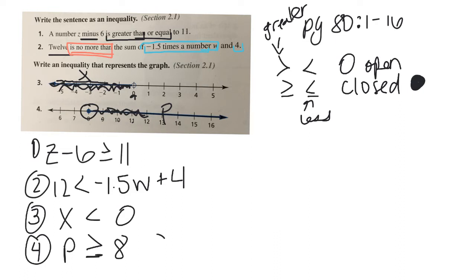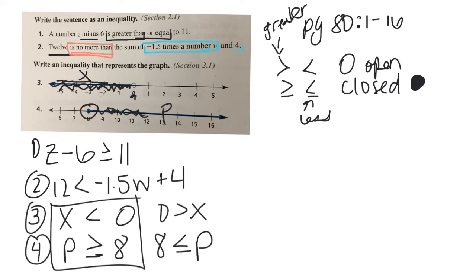Now you could write 8 is less than or equal to P as well. And you could write 0 is greater than X. I like these ones with my variable first.